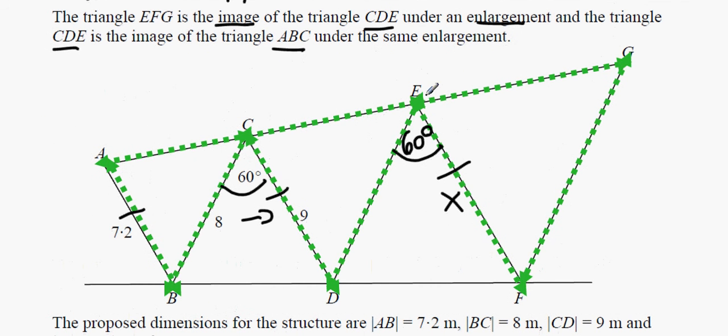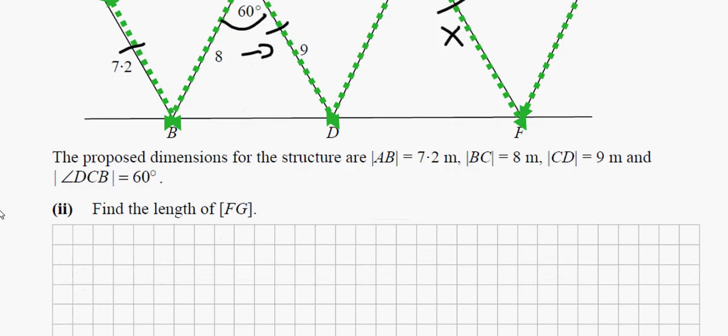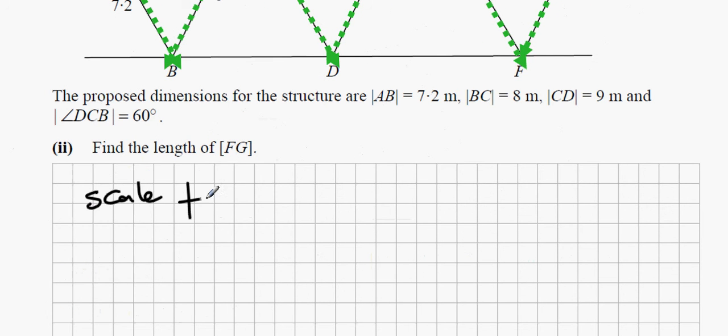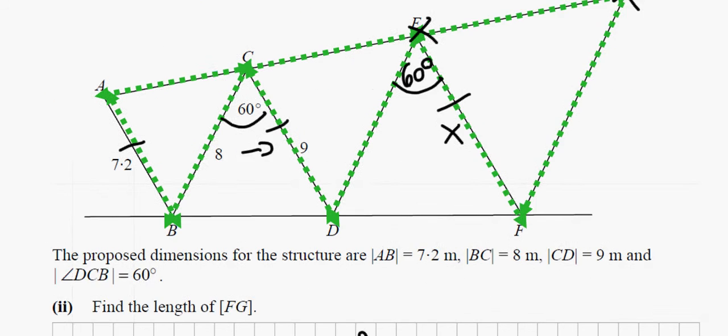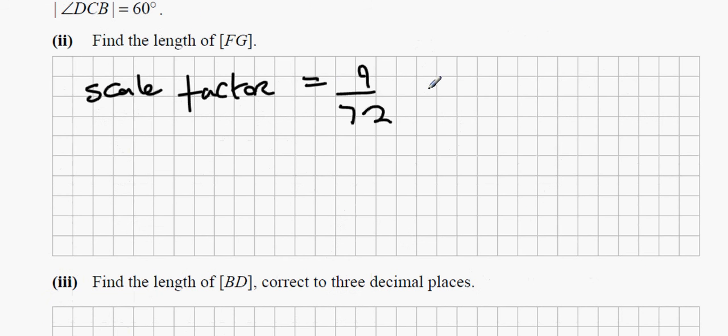So we have to find out here, this one to this one, okay? F to G. Now, what we can find out first of all is the scale factor, okay? How much bigger does each triangle get? So scale factor, and as discussed already, 9 divided by 7.2. This 9 was a length of 7.2. It's now getting bigger. So the green triangles are getting bigger each time. So the scale factor is 9 divided by 7.2, which is basically 1.25.